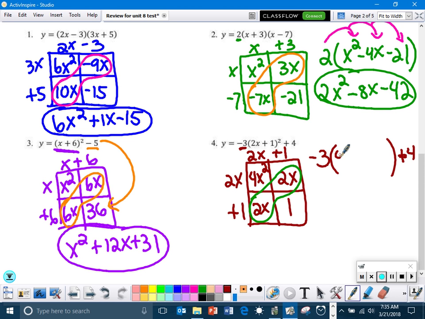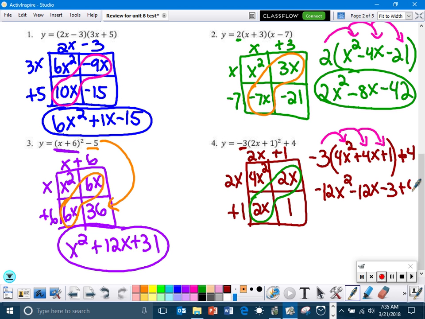All right, so what do we have? We have 4x squared plus 4x plus 1. Now we distribute. Negative 12x squared minus 12x minus 3, and then we still have the plus 4. Again, the plus 4 is the last thing that we do.